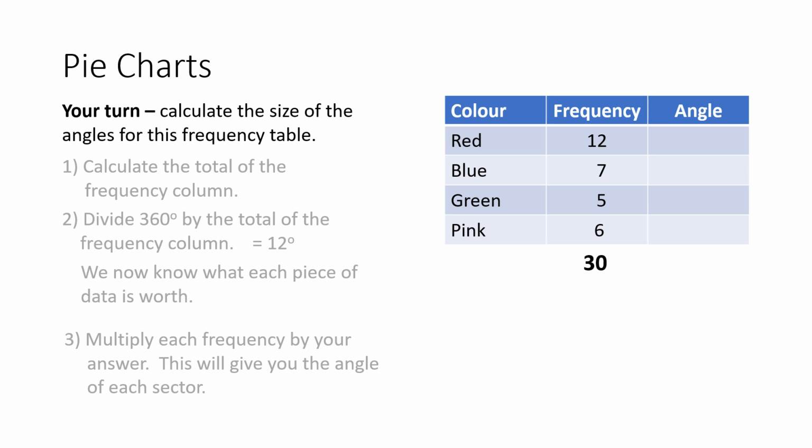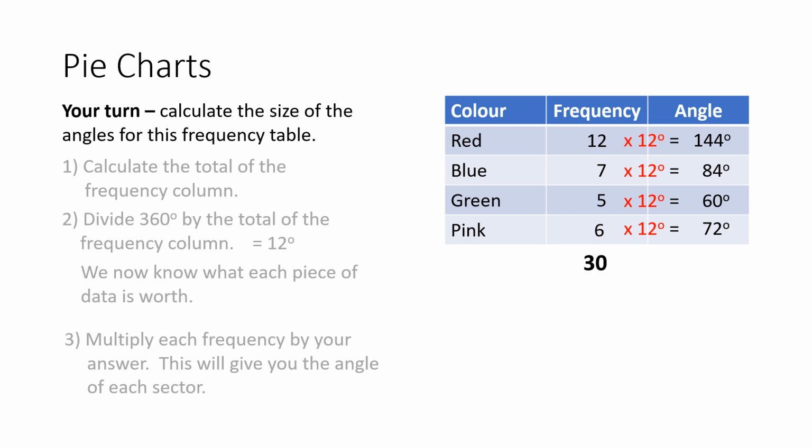Then you need to multiply each of the frequencies by your 12 degree answer. So 12 multiplied by 12 degrees is 144. Blue, 7 multiplied by 12 degrees is 84 degrees. Green, 5 multiplied by 12 degrees equals 60 degrees. And finally pink, 6 multiplied by 12 degrees equals 72 degrees.